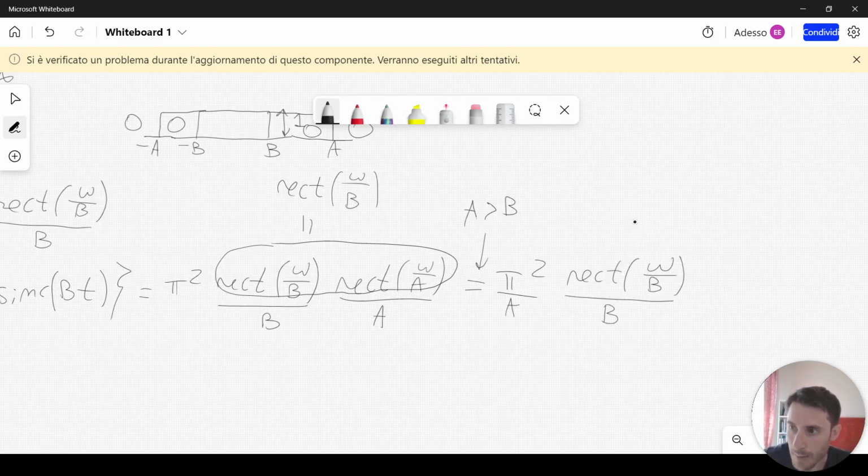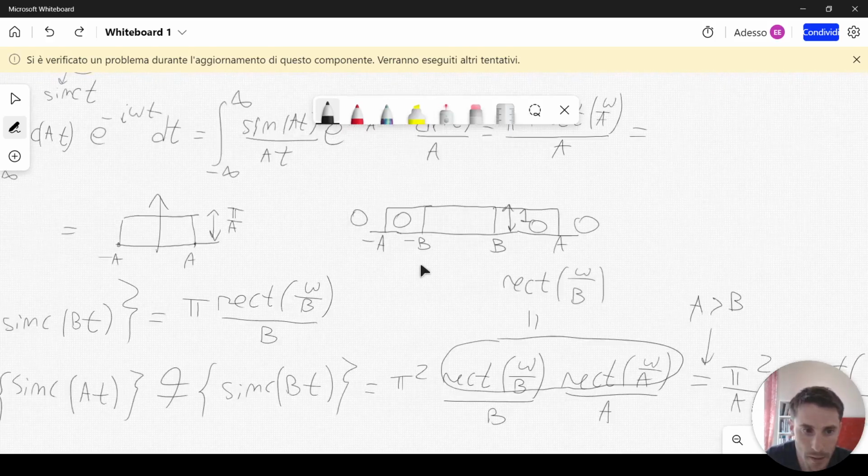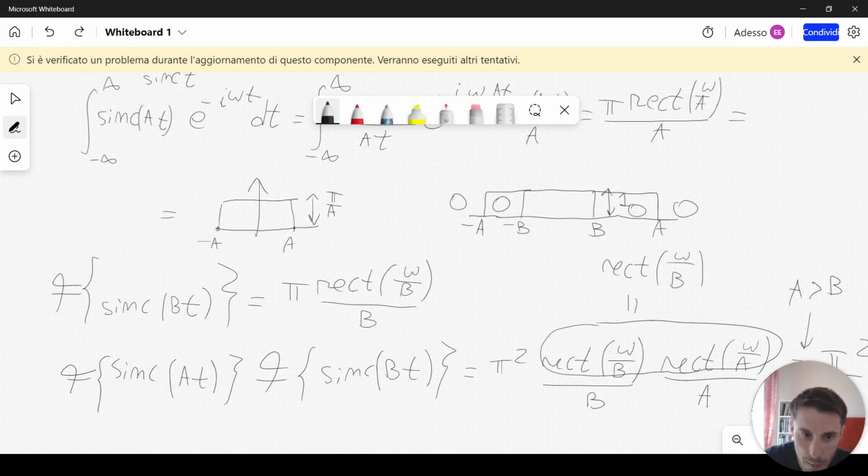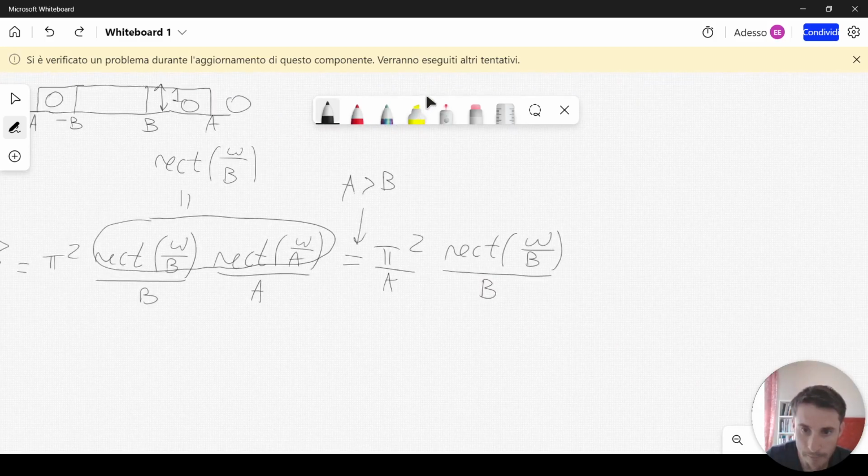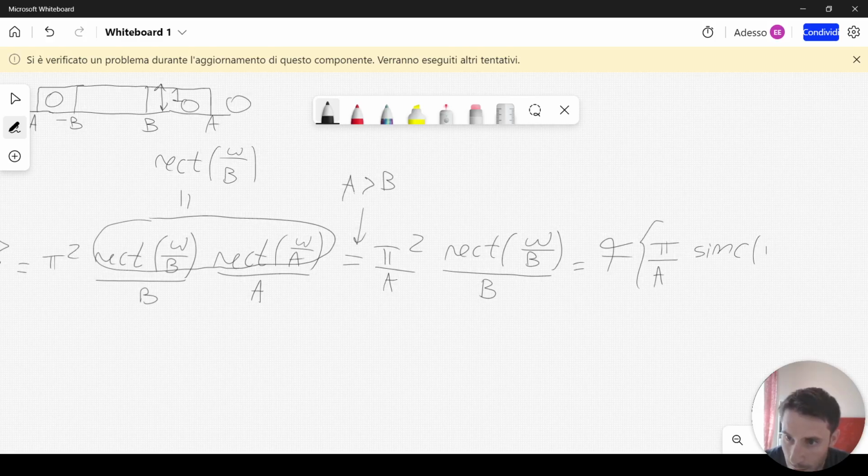And remember that, let me go back here. You can see that pi over b times the rectangular of omega over b is equal to the Fourier transform of the sinc of bt. So this is equal to pi over a, let me write it like this. So this is the Fourier transform of pi over a, and then we get sinc of bt.